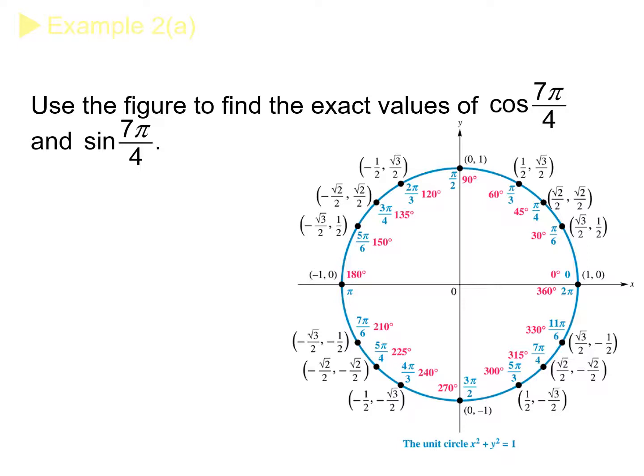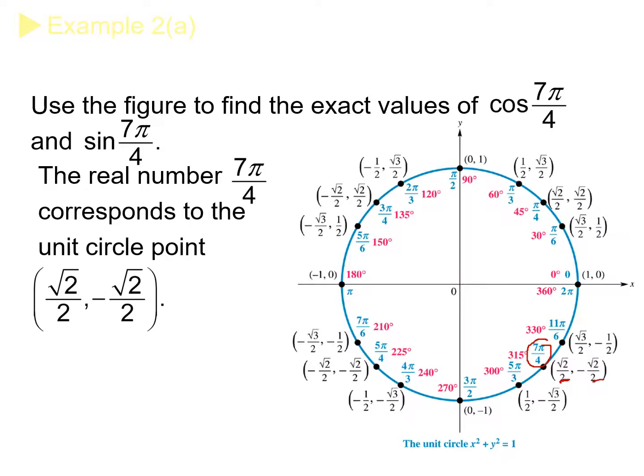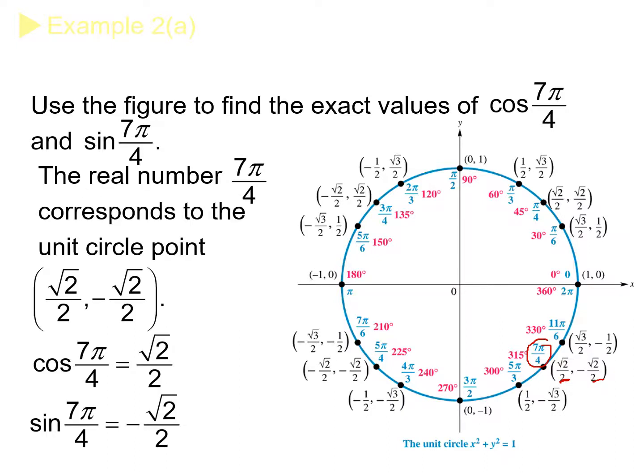Now let's use the functions to find the exact value of cosine of 7 pi over 4 and sine of 7 pi over 4. So let's find 7 pi over 4. Where is it? It's right here. Here's 7 pi over 4. And that corresponds to the point square root of 2 over 2, minus square root of 2 over 2. And so the cosine of 7 pi over 4 is equal to the square root of 2 over 2, while the sine of 7 pi over 4 corresponds to minus square root of 2 over 2.